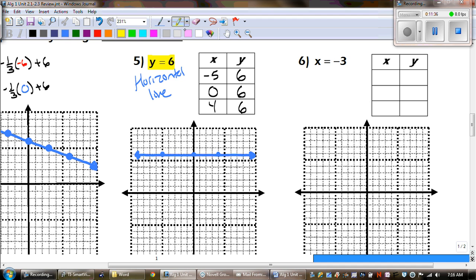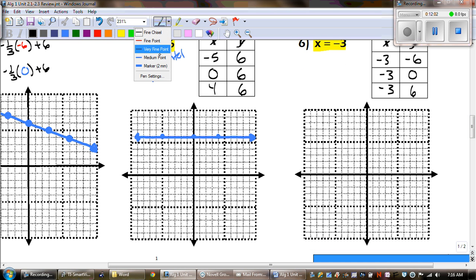So if a y equals is just a horizontal line, what's an x equals going to be? Well, I think I know, but let's double check. So same as the y, I know that x, no matter what it is, or what the y is, my x is going to be -3. And so we're going to do the same thing. I'm going to pick a negative number, 0, and then a positive number. All right, let's graph. So I'm at -3, -6, -3, 0, and -3, 6.